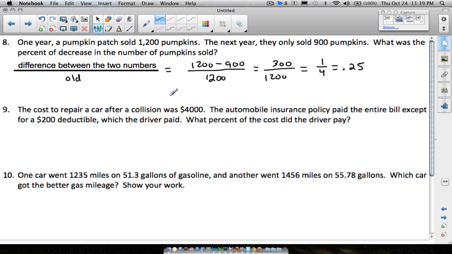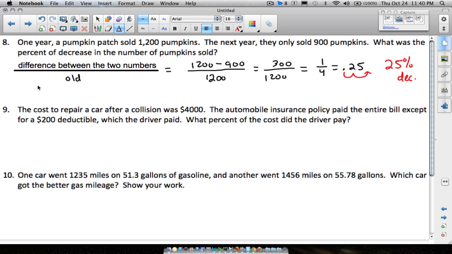Now here's where you got to make sense with this problem. This was the old, this was the new. Notice they did decrease in sales. The older year they sold 1200. The year after that they sold less. So they actually dropped in the number of pumpkins they sold. Now let's convert this to a percent. We move our decimal 2 places to the right. So therefore we have 25% decrease.